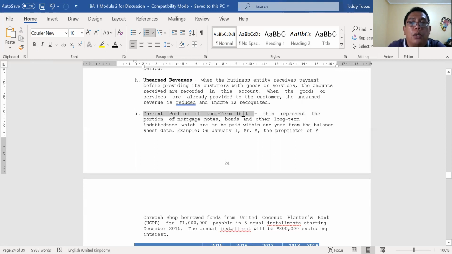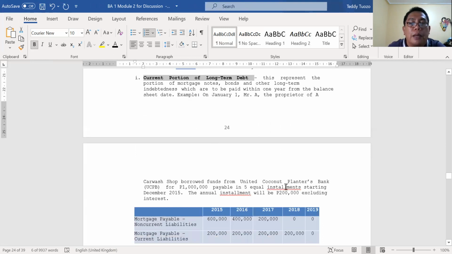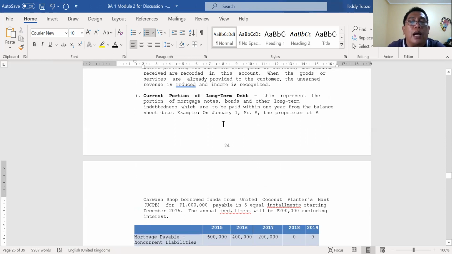So, current portion of the long-term debt. If you borrow, there is the installment. For example, an installment of 1 million pesos every year, then the current portion would be the 1 million, the one that is due within 1 year.